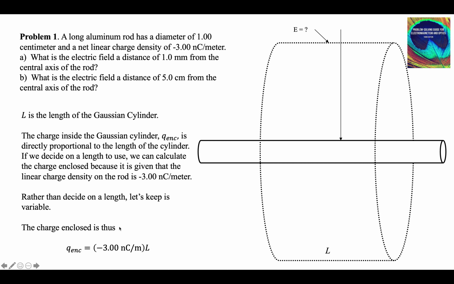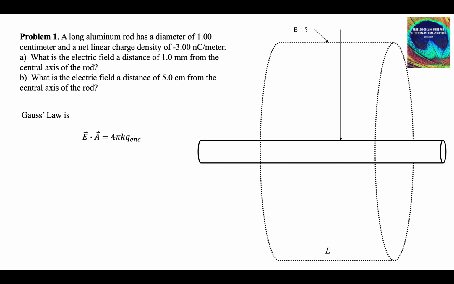We're going to plug that into Gauss's law. Minus 3 nanocoulombs per meter times L. There's Gauss's law. We want to know what E is. The area is 2 pi r L, and we're leaving L a variable. 4 pi k, Q enclosed, is what is in the square brackets. 3 nanocoulombs per meter times L. Make sure that the thing that you're substituting in for Q enclosed is a charge. And this is indeed a charge.